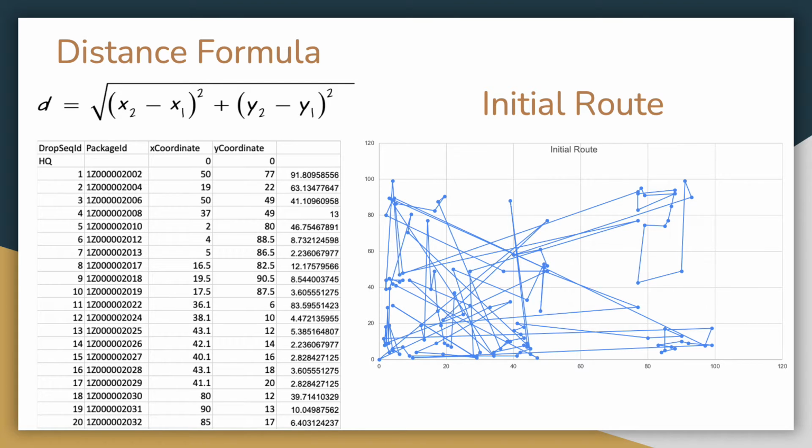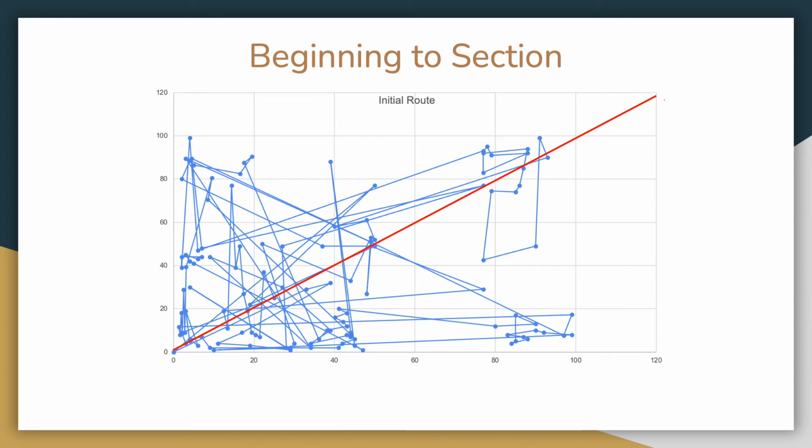To start working on the solution, as a group, we organized all the data and calculated each distance for the drop location in relation back to the destination that it came from, which started at 0,0 and ended at 0,0, also known as headquarters. The equation used in this process is the distance formula shown in the top left corner. Below this formula, you can see the first 20 drop sequence IDs that we performed the distance formula on. From there, we created a scatter plot with straight lines and markers that demonstrated the initial route without any modifications to it. You can see this on the right.